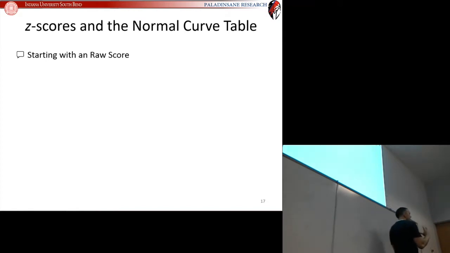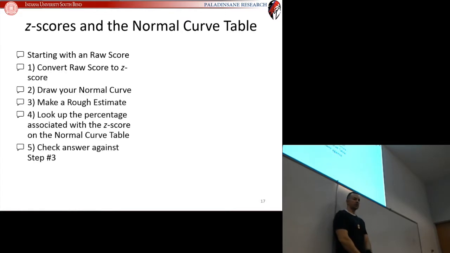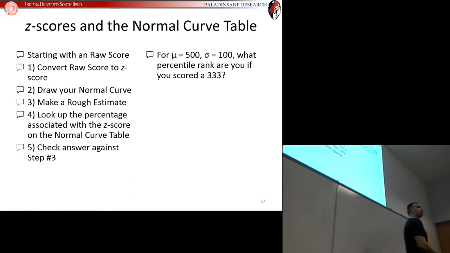All right, so if you recall, last time we went over this, when you're dealing with z-scores in the normal curve table, two of the things that you will use this table for often is going from a raw score to figuring out a percentage, or going from a percentage to figuring out a raw score. So as we saw last time, there is a 5-step procedure for doing this. In your textbook, it's only got the 4 steps because I added in step number 2, draw your normal curve, which I highly recommend.